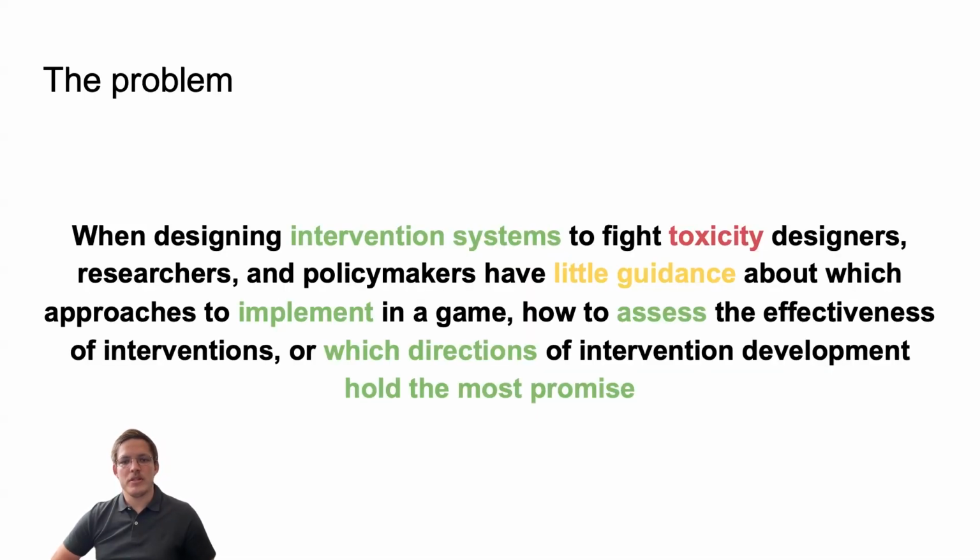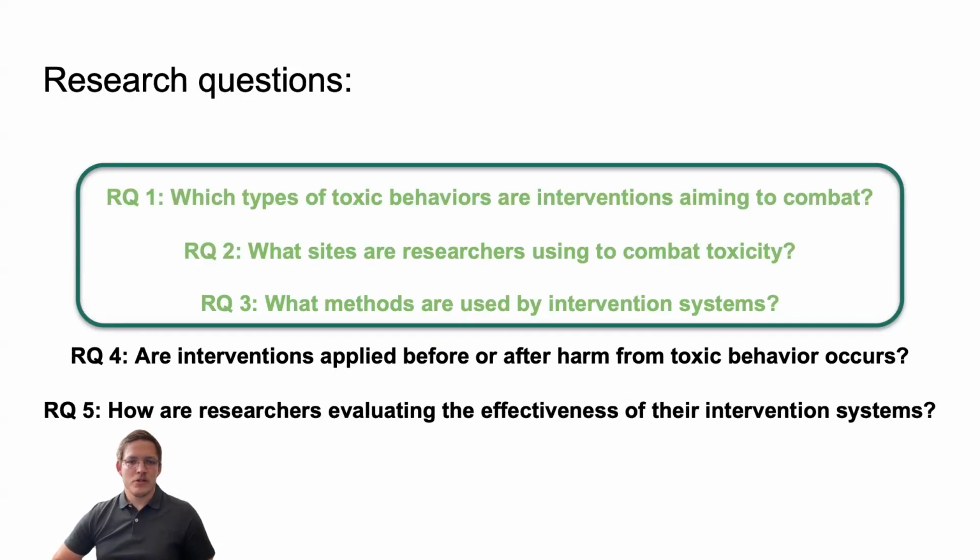The problem that we see in this space is that when designing intervention systems to fight toxicity, designers, researchers, and policymakers have little guidance about which approaches to implement in a game, how to assess the effectiveness of these interventions, or which direction of intervention development holds the most promise. To address this problem, we wanted to survey what interventions currently exist in literature.